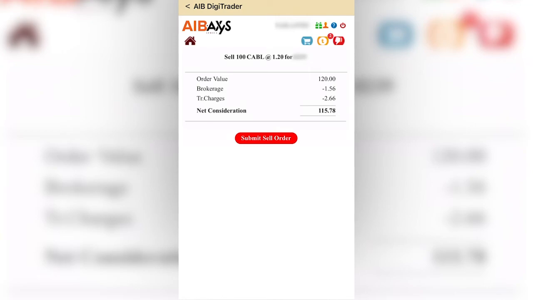You can see there that the order value is 120 shillings and your fees are listed out. As this is a sell transaction, your fees will be minused from your order value, and therefore you'll only be receiving shares worth 115 shillings rather than the 120 shillings that you put in. Then click submit sell order.